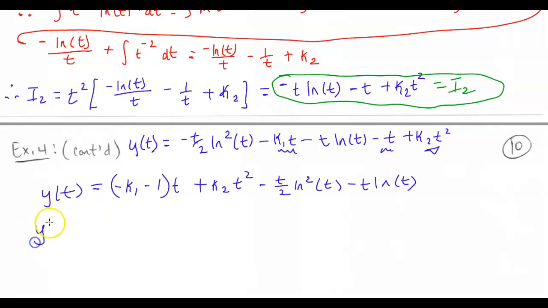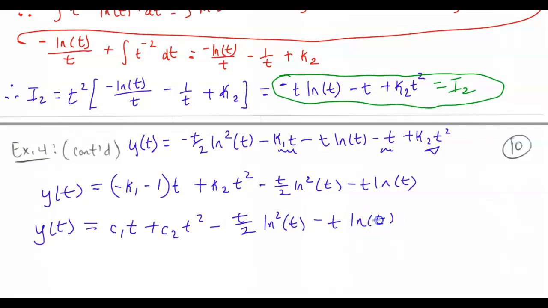And so now we can finally write our solution as c1 t plus c2 t squared minus t divided by 2 natural log of t squared minus t times natural log of t, where we know that our c1 is actually a negative k1 minus 1, and our c2 is actually just k2.